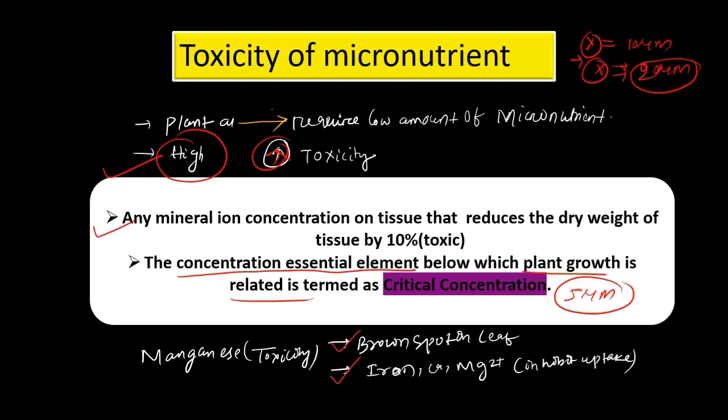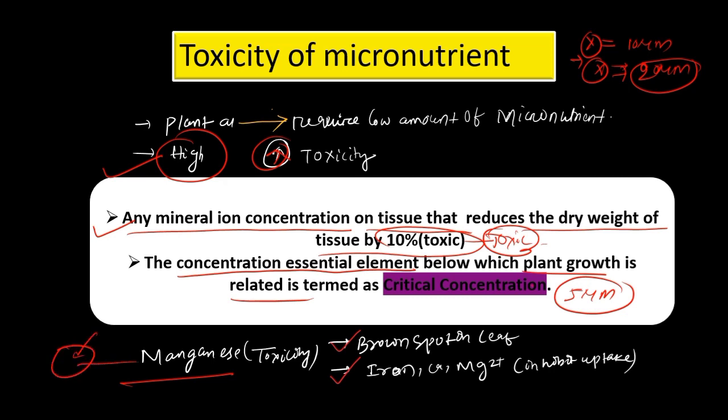And another thing: any mineral ion concentration in tissue that reduces the dry weight of the tissue by 10%. If the plant's dry weight decreases by 10%, then it is called toxic. That plant shows toxicity. One such mineral is manganese. If manganese is taken up more, or its concentration increases in the cell, that shows toxicity.